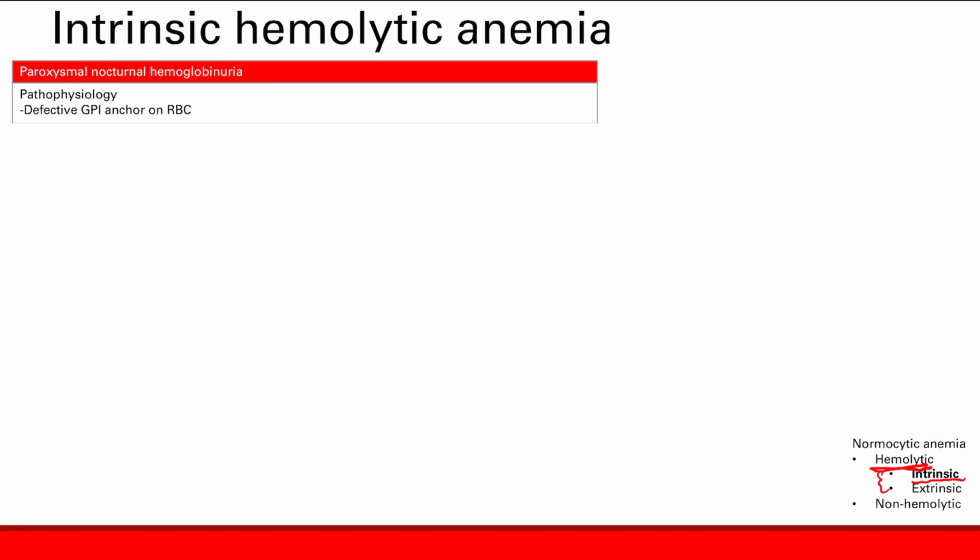Let me break that word down a little bit. Paroxysmal just means it comes once in a while. It's not every time, but once in a while at night. So some nights you get hemoglobinuria. So hemoglobin in your urine. And hemoglobin makes your urine darker.